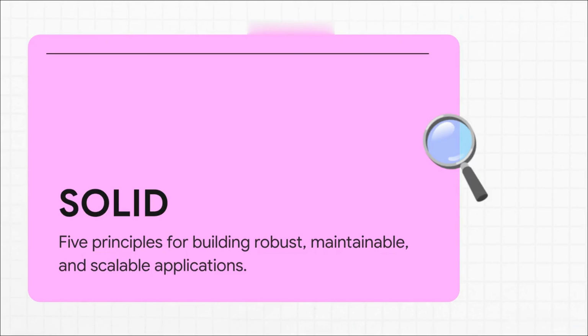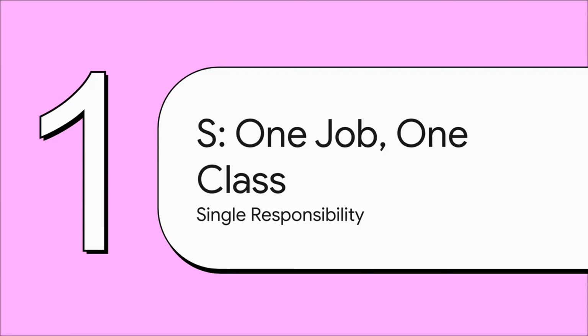Well, SOLID is the answer to that problem. It's an acronym for 5 design principles that act like a blueprint for strong architecture. Following them helps us escape that tangled, fragile spaghetti code and start building apps that are solid, easy to change, and ready to scale. Okay, let's kick things off with the first letter, S.